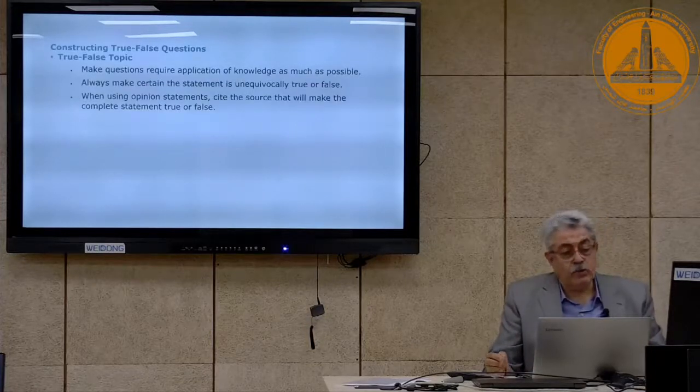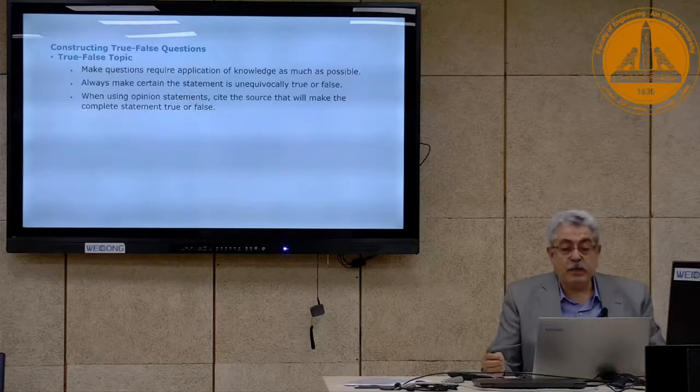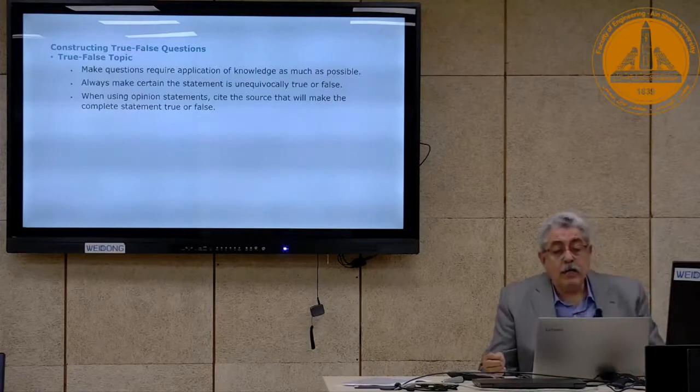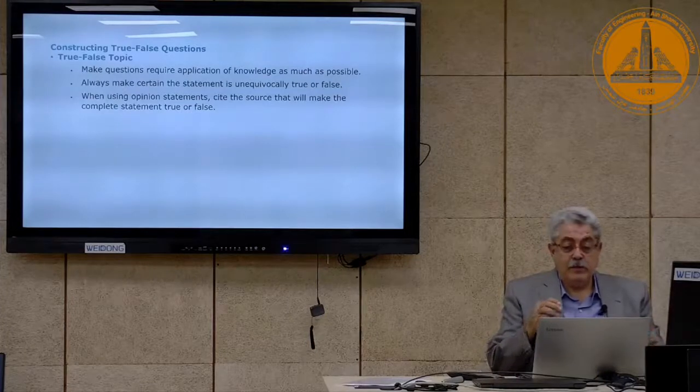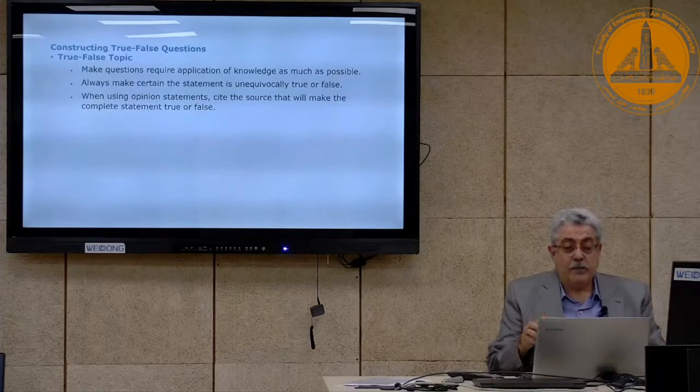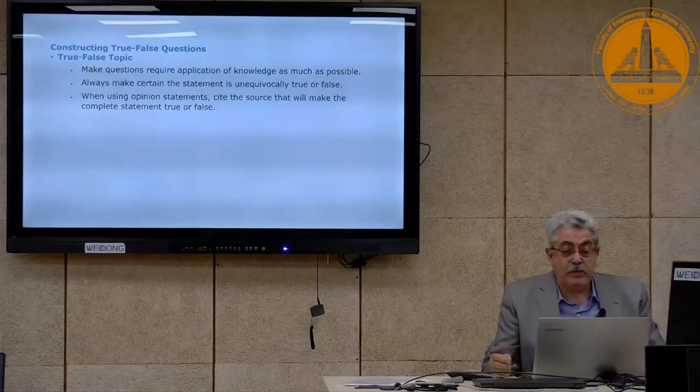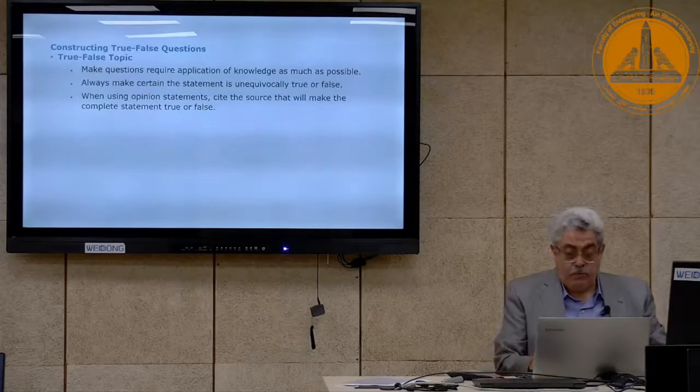Constructing true-false questions. Make questions require application of knowledge as much as possible. Always make certain the statement is unequivocally true or false, meaning that the answers should be clearly either true or false. When using opinion statements, cite the source that will make the complete statement true or false.